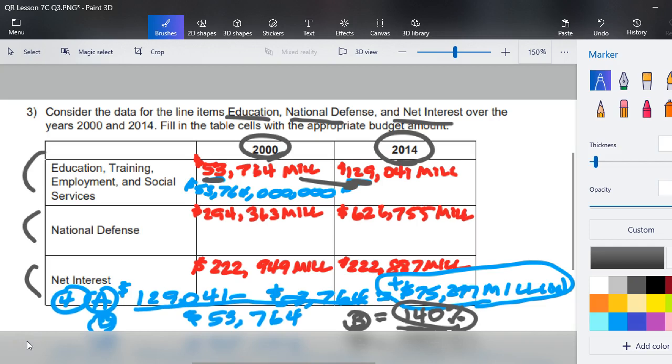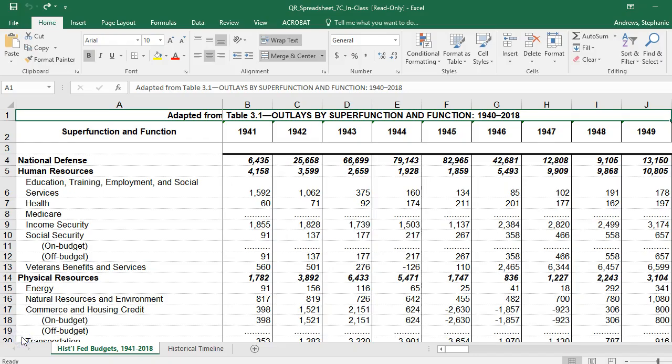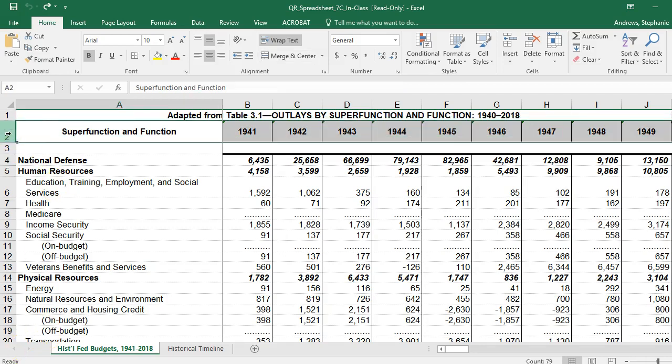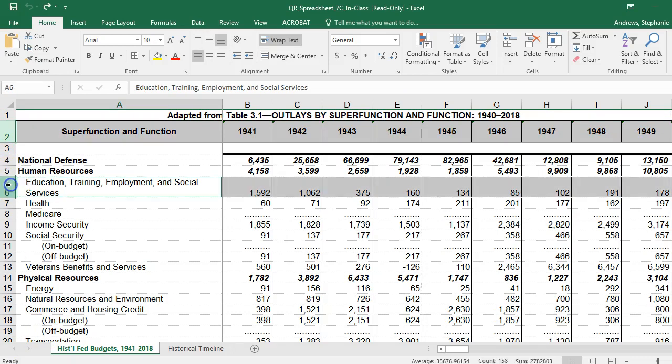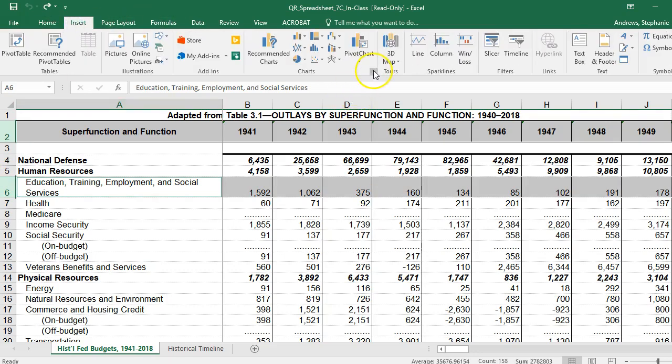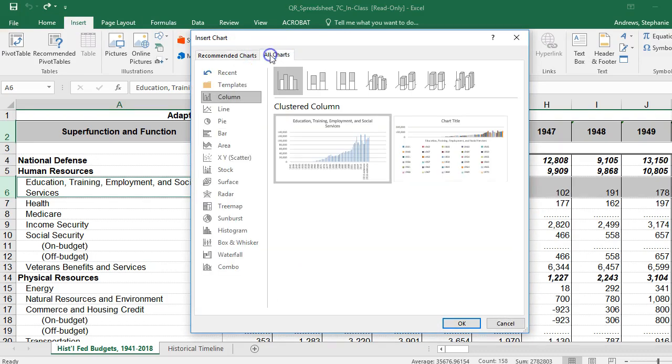It's more than doubled. However, as you can see, most of the change in the graph was due to a sharp rise in the early 2000s. So I need to go find the graph. I'll be right back. So come back over here to our spreadsheet, and I'm going to highlight row 2 and hold down the control and then click on line 6 and highlight the education and training, and go up here to insert, recommended charts, all charts, line.